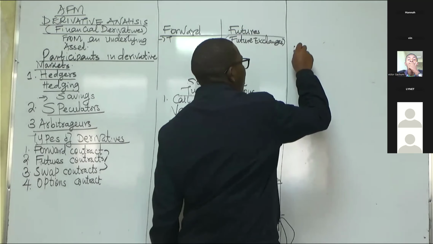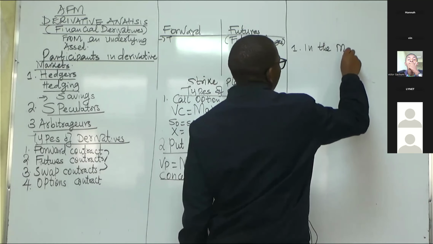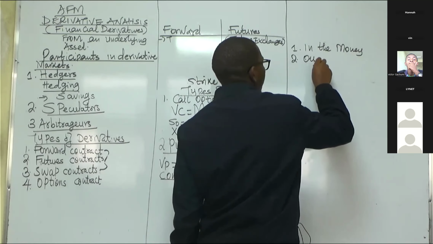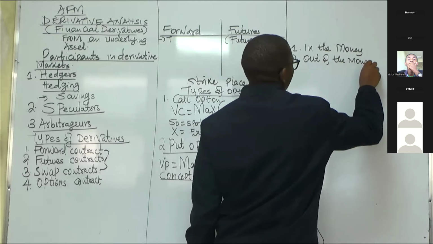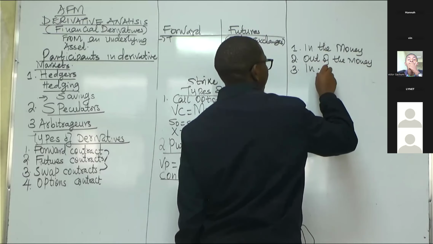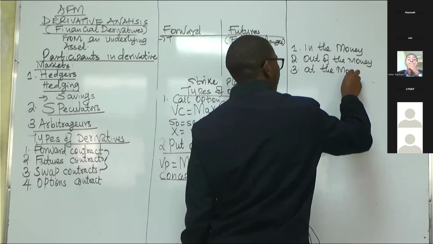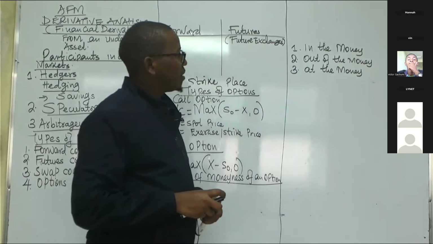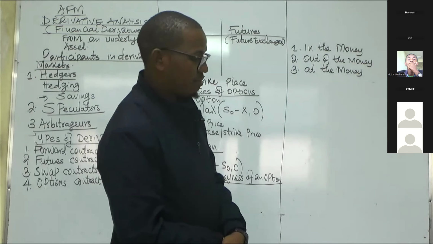We use the terms, number one, in the money; number two, out of the money; and number three, at the money. Those are the names that we use for options.